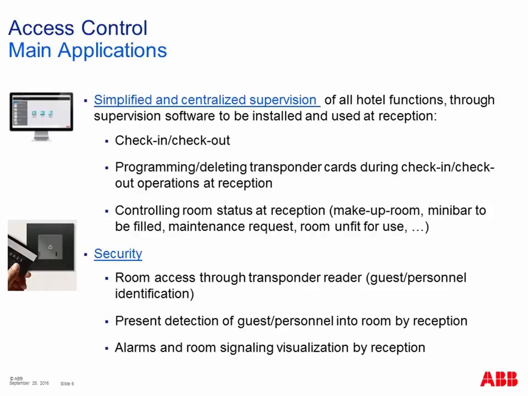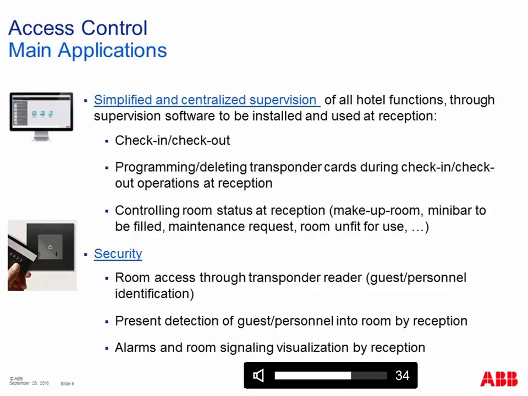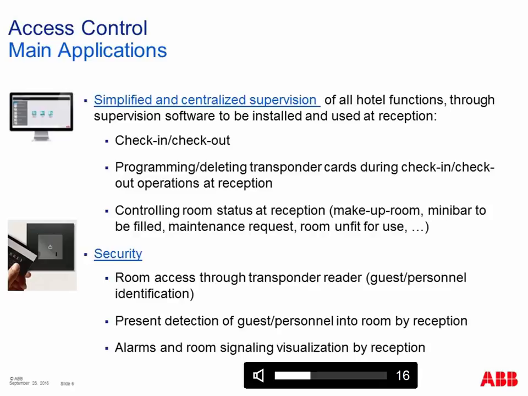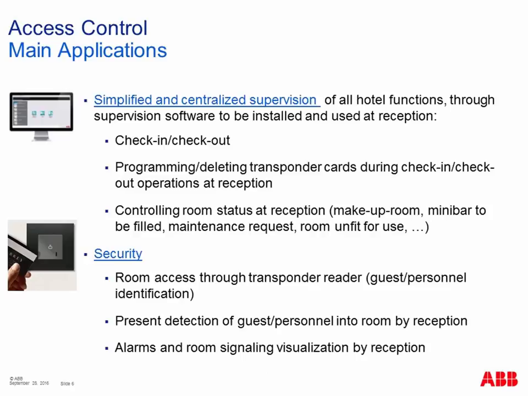Regarding the main applications, one of the important functionalities that can be covered with our access control is for sure supervision, the centralized supervision of your access control solution with a software. I'll show you later. It's a software with which it's possible to manage all the functionality that are part of an access control solution, and in particular at the reception you can have check-in and check-out. You can create cards, delete cards, duplicate cards, or you can also control the status of all the rooms at the reception and see the history, for example, of access and so on.